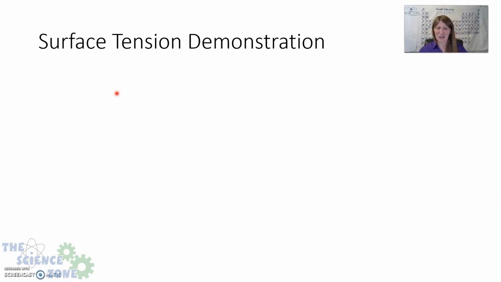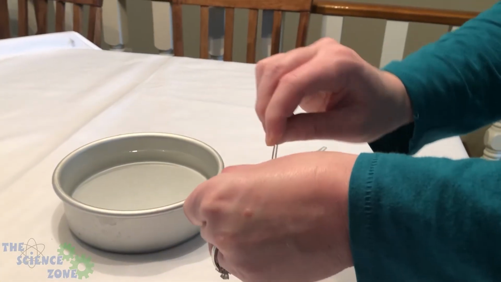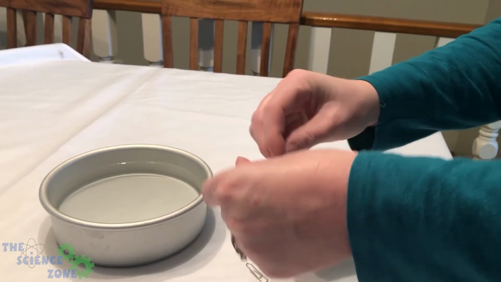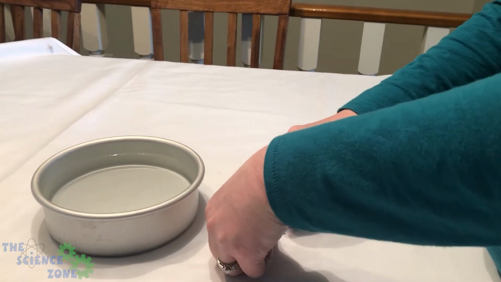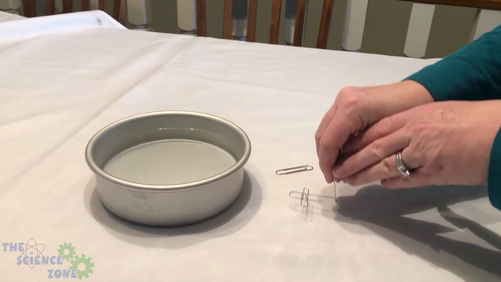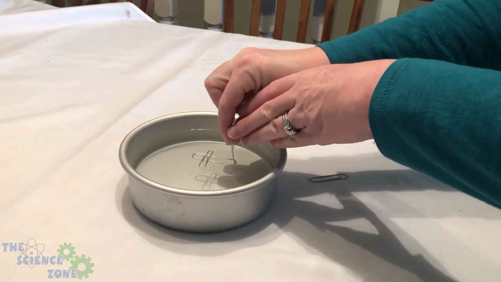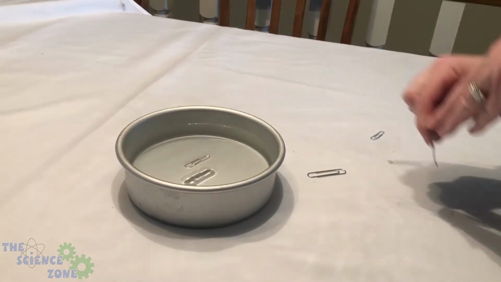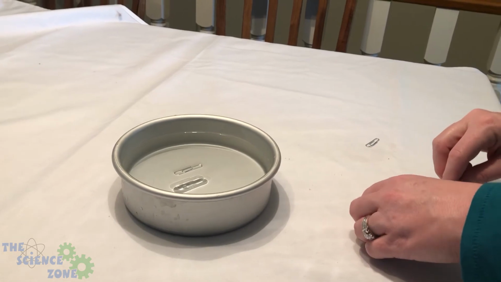Let's look at what surface tension looks like. What we're going to do here is try to get a paper clip to float. I'm first going to bend a paper clip back to make a tool, then gently lift and place a small paper clip into the water. Looky there, it's floating.